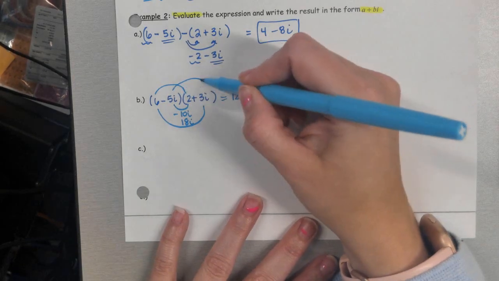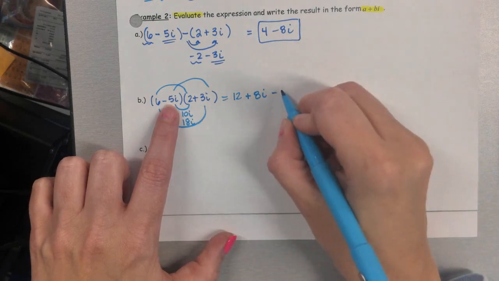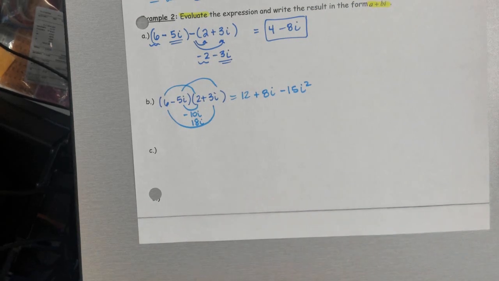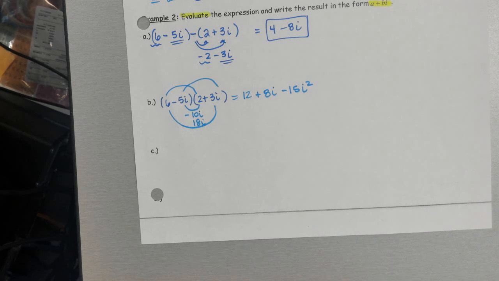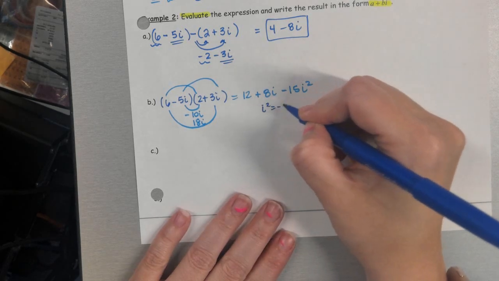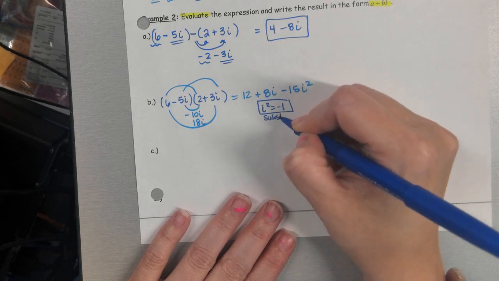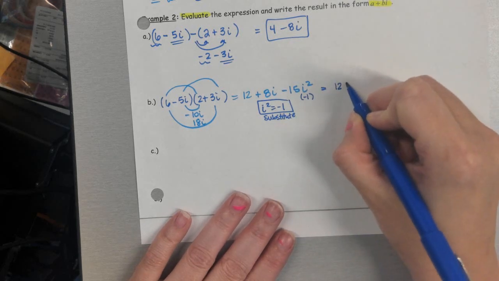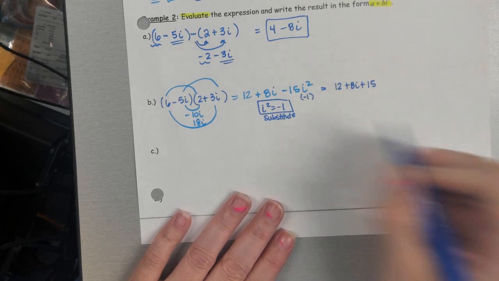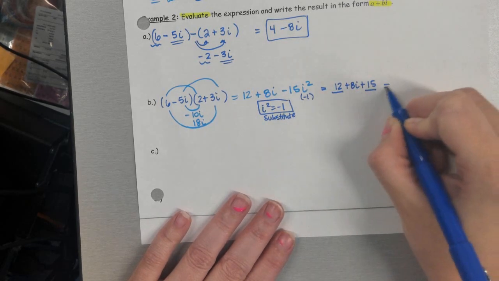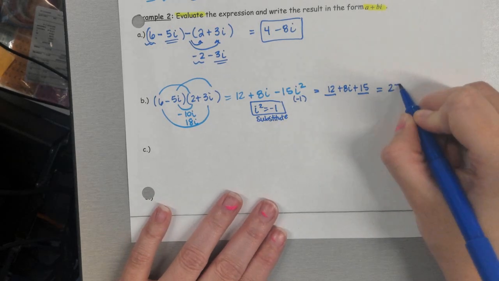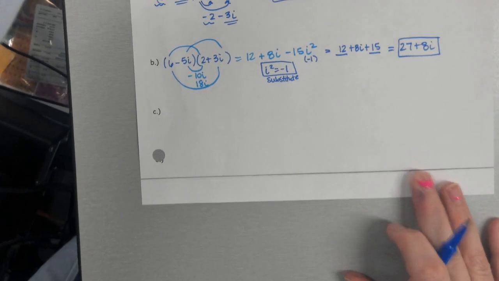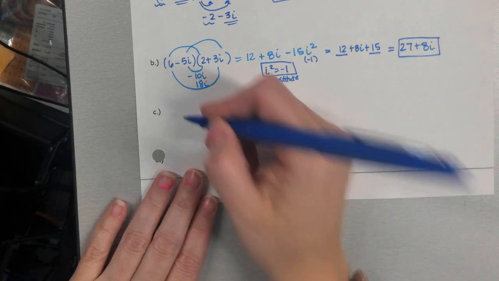And then when I do the last term times the last term, negative 5 times 3 is negative 15. When you multiply i by i, you get i squared. Now, earlier we mentioned that i squared is equal to what? Yep, so anytime you get i squared, you do have to make sure that you substitute negative 1 in. So if you substitute that in, then you have 12 plus 8i plus 15. A negative times a negative is a positive, and then you can combine your like terms. Again, we're writing that in a plus bi form. Okay?